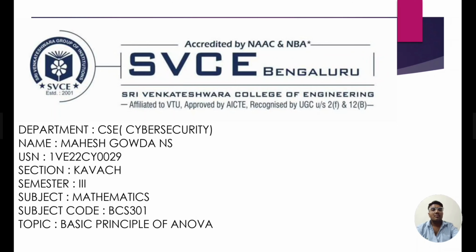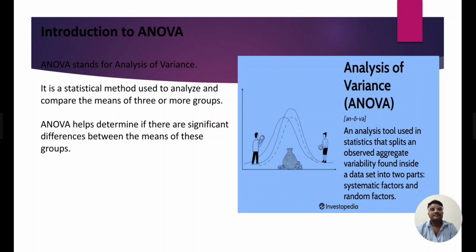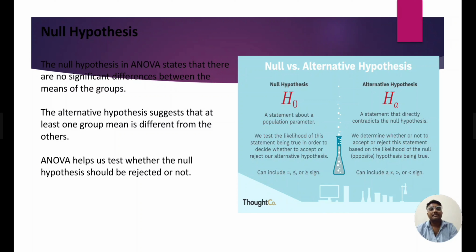Security. Today I am going to explain about the basic principle of ANOVA. Introduction to ANOVA. ANOVA stands for Analysis of Variance. It is a statistical method used to analyze and compare the means of three or more groups. ANOVA helps determine if there are significant differences between the means of these groups.